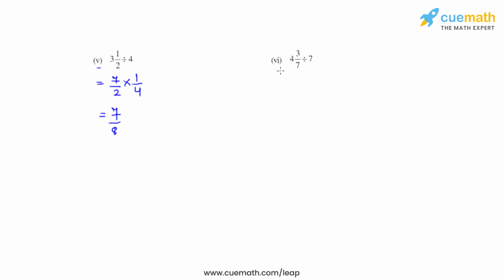Coming to the last bit of this question, which is the sixth bit, we have the mixed fraction 4 3 over 7. Converting this into an improper fraction, we get 7 times 4, which is 28. 28 plus 3 is 31. So 31 over 7 divided by 7. So we put a multiplication sign, flip or invert 7. That gives us the fraction as 1 over 7. So we get the product of these two fractions as 31 over 49. And this is how we solve this problem.